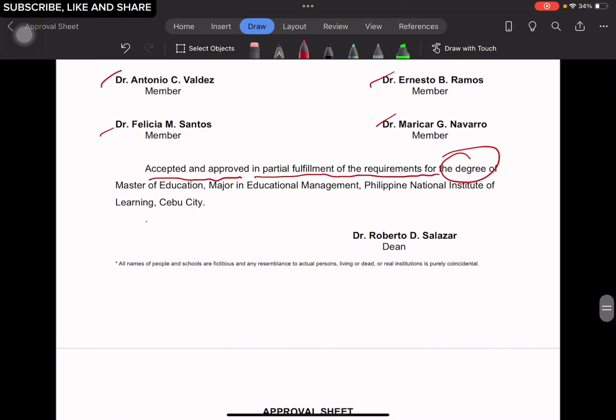The next is degree of, the name of the degree and the major of the degree, then the institution wherein the degree or the research was written or conducted, and then Cebu City. Okay, and then the full name of the dean. The dean, since this is a study that was written at the graduate school level, in a master's degree.